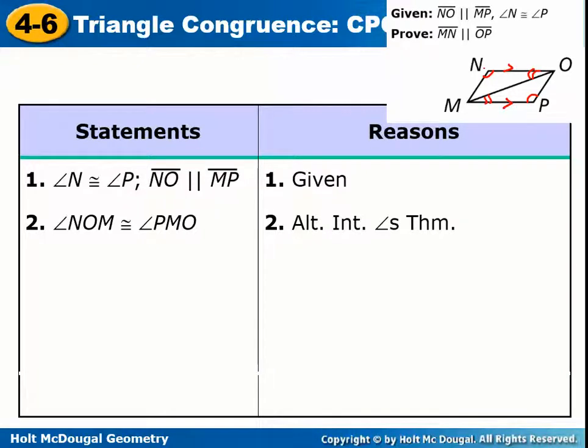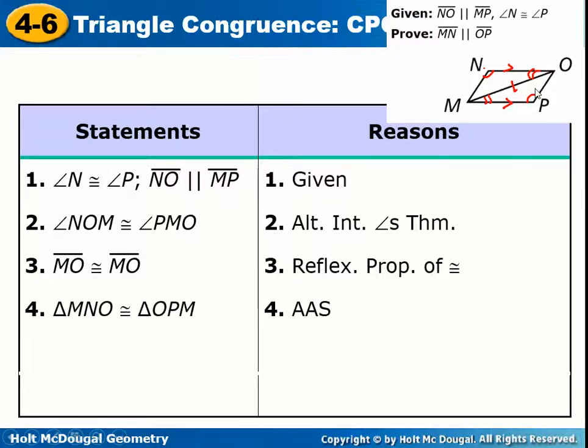What else do we have? We have a line that's congruent to itself. MO is congruent to MO. Reflexive property. So now we have an angle and an angle and a side, which is enough to say that we have two congruent triangles by angle, angle, side.